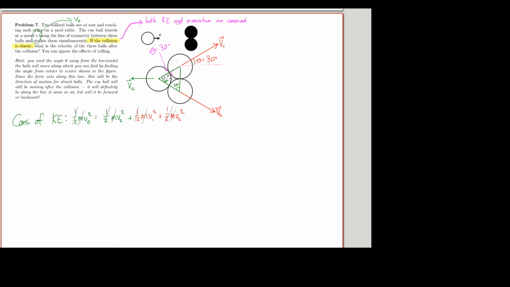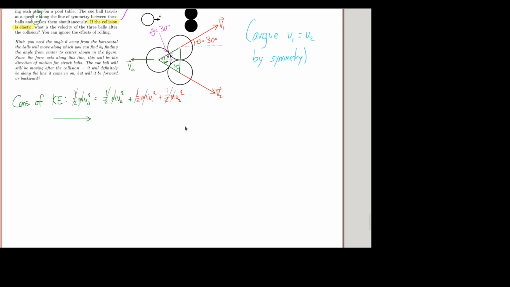And so we probably can see right away that v1 equals v2, right? We can argue v1 equals v2 by symmetry. I'm not going to do that yet because we can see that come out of the conservation of momentum. We'll get there a little bit later. So the conservation of kinetic energy equation then becomes v naught squared equals vc squared plus v1 squared plus v2 squared.